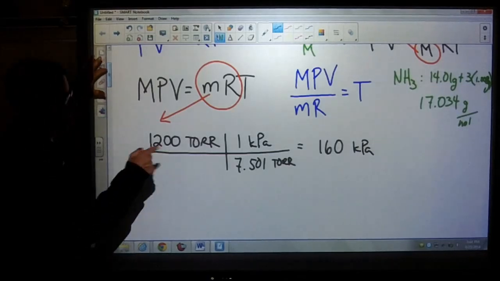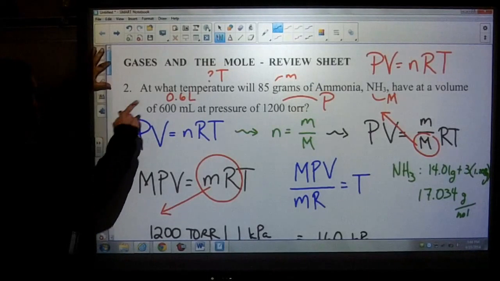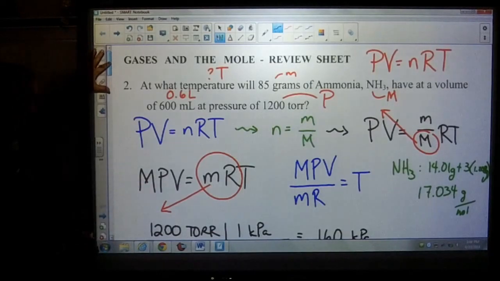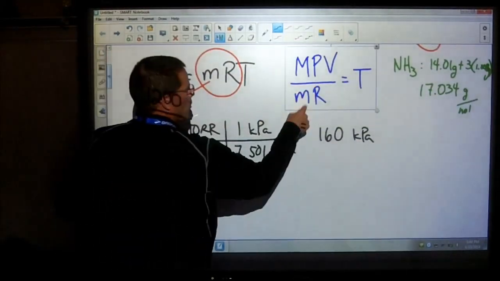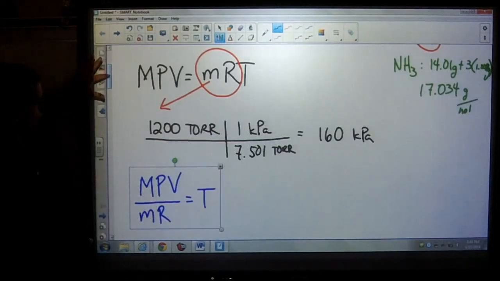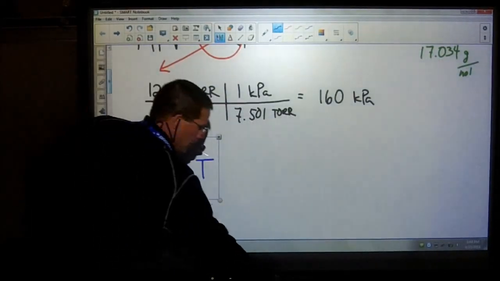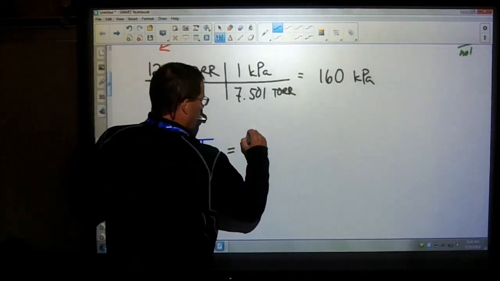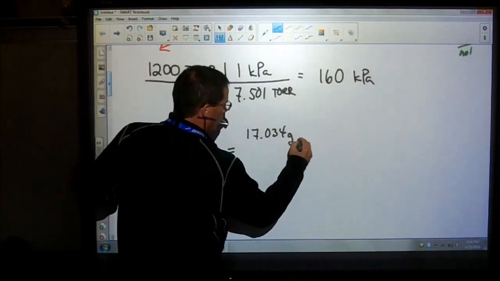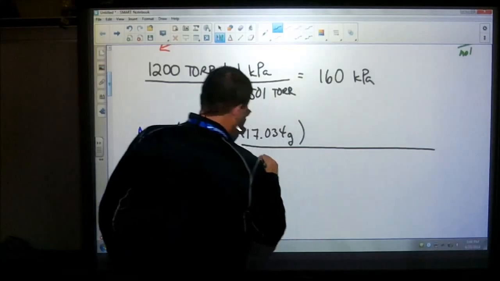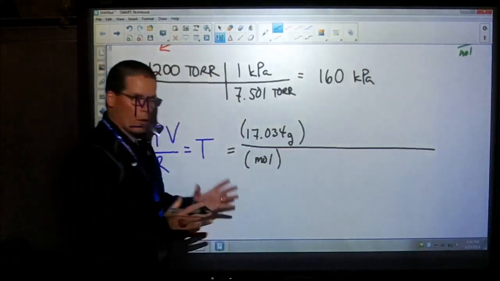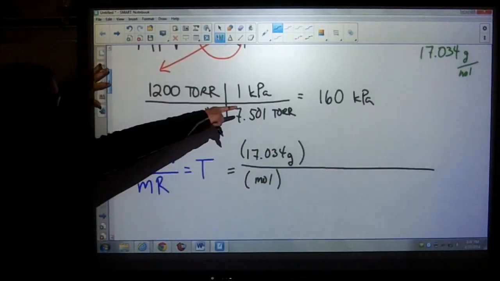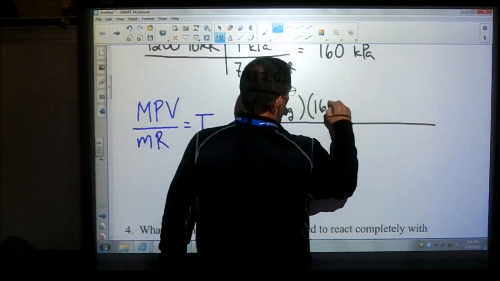All right, so now we have our pressure, we have our big M, we also have our volume, which is 0.6, and we have our mass, which is 85 grams. So now let's go ahead and substitute all that into this equation here. I'm going to move you down here so we can actually work with it. We said that the molar mass was 17.034 grams, and I'm going to put the moles on the opposite side. Again, keeping only one division line keeps it clean. Grams per mole is a molar mass. The pressure we just converted to 160 kilopascals.